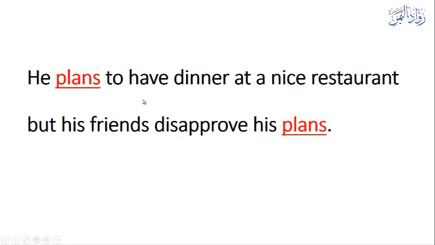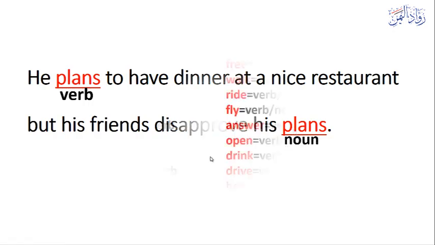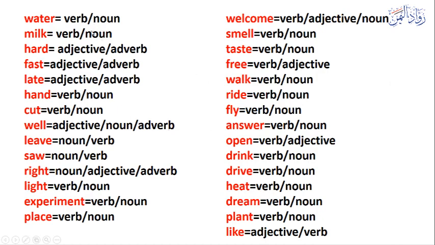So he plans here is a verb. He's making a plan. He's making an arrangement. The second one is a noun. These are the most common words, but they are a lot.